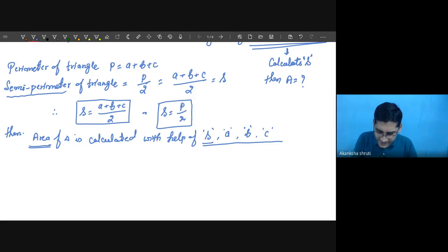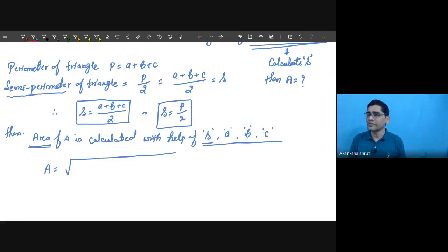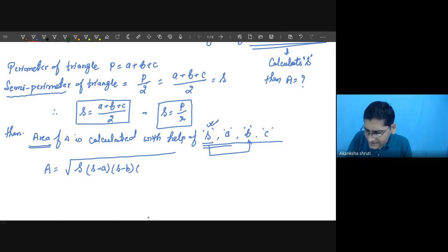And the formula tells like this: the area A is the square root of, students, it's very easy to remember, start with S. So S you write as it is, then S minus a in a bracket, then S minus b in another bracket, then S minus c in the third bracket.